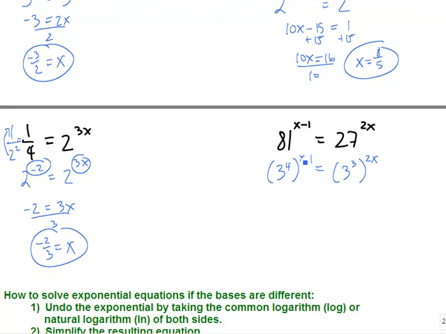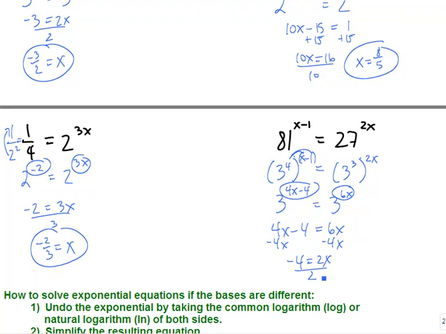And then we have power to a power, and we want to make sure we distribute. So when we distribute this 4 across, on the left side we get 3 to the 4x minus 4, and on the right side when I multiply I get 3 to the 6x. So now the bases match, so the exponents must be equal, so set them equal to each other. Let's get our x's together by subtracting 4x, and then we can just divide by 2, and negative 4 divided by 2 is negative 2.